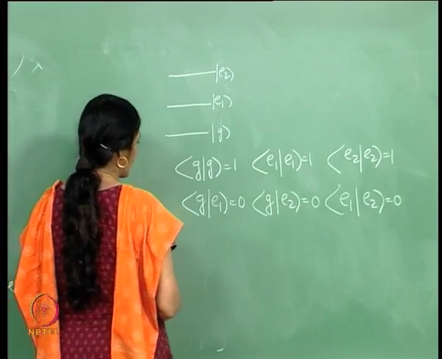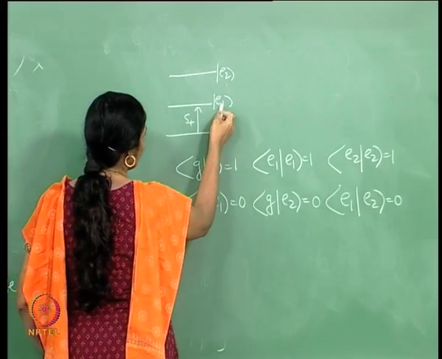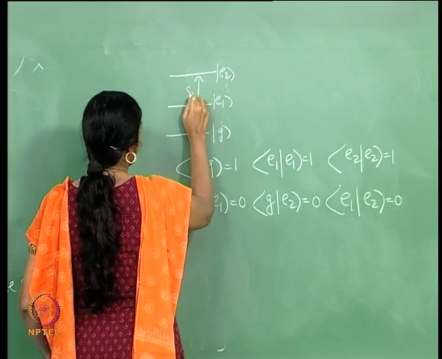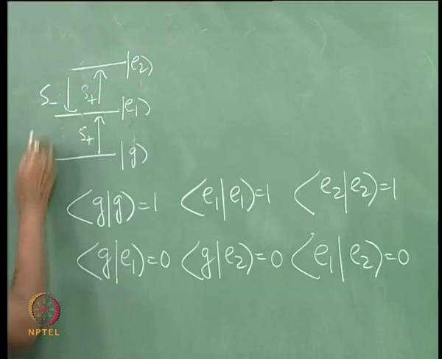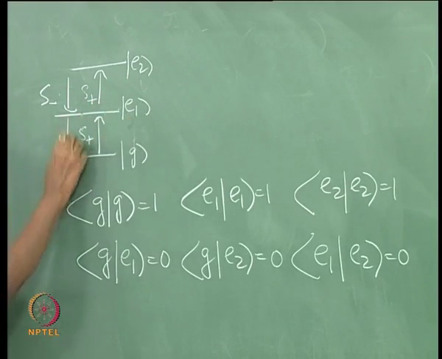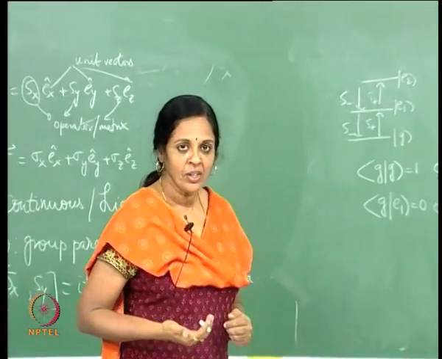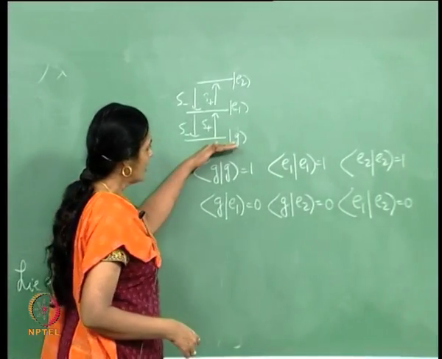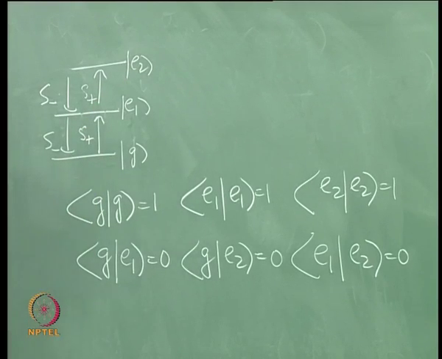What is the role of S plus? S plus is the operator which takes G to E1 and E1 to E2. S minus is the operator that brings E2 down to E1 and E1 to G. Let me recall that these are energy eigenstates. This is the ground state or the lowest energy state. That is the first excited state, and that is the second excited state of the atom. And in this atom, only 3 levels are of importance to us.